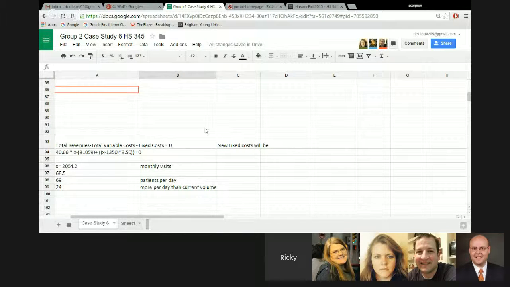Right. Okay. This is how we figured out the break even. We needed 24 more patients a day to break even for the marketing campaign. So an additional 24 visits a day just to break even. Okay, then you can go on.